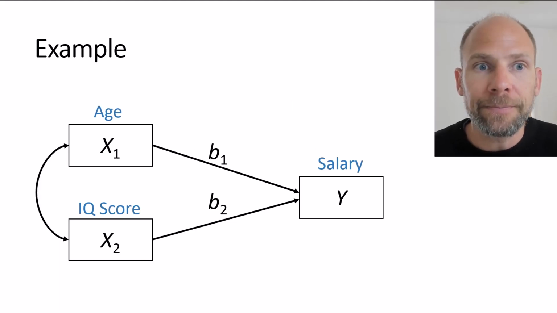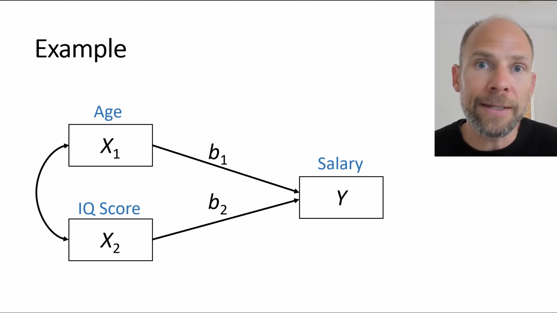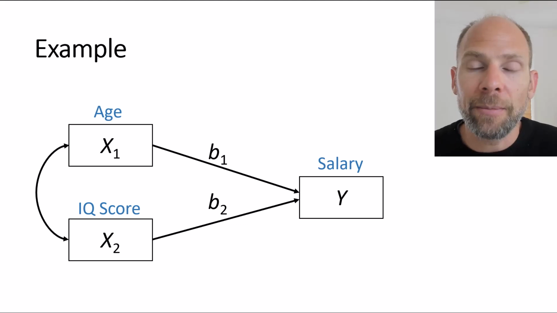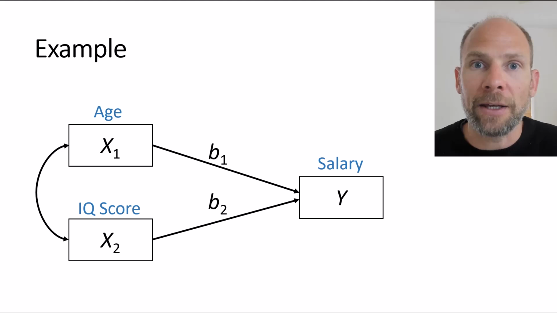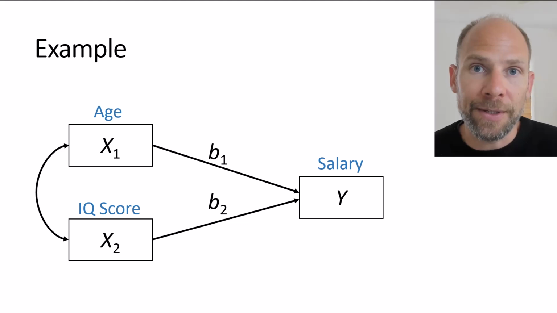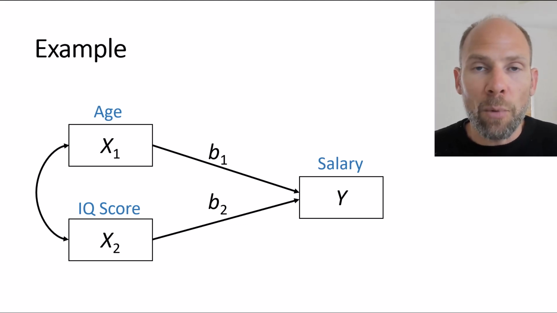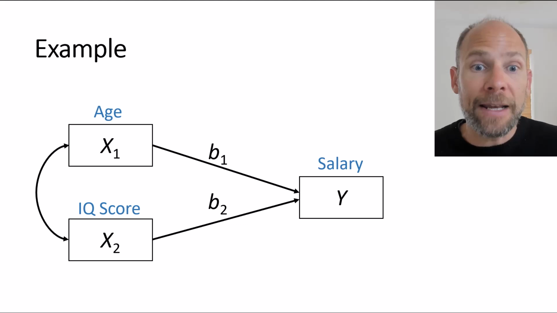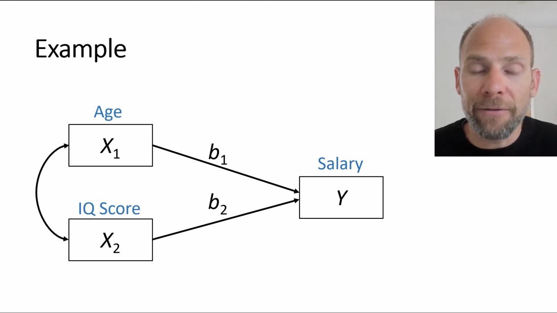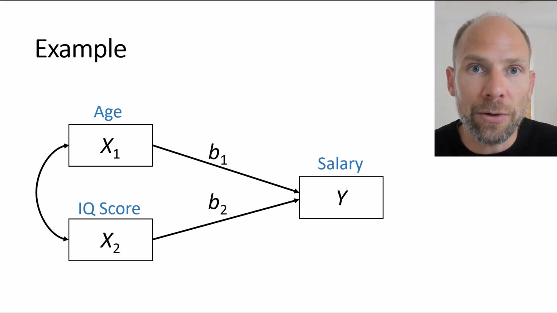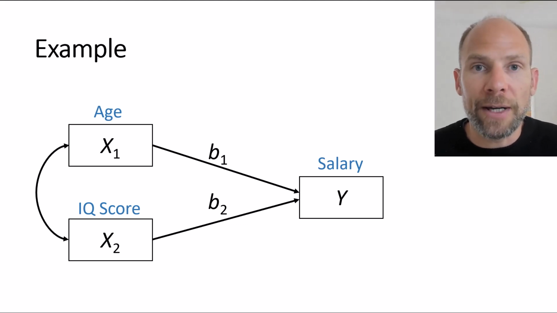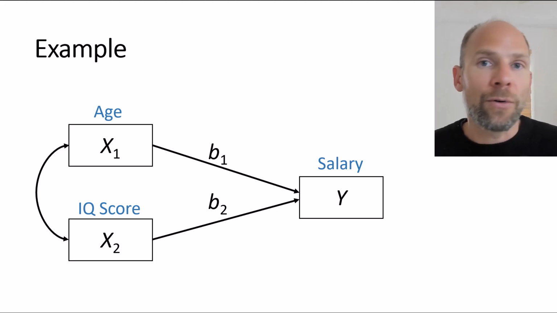t-statistic. So let's take a look at a concrete data example with two predictor variables. In this example, my dependent variable is salary, and the predictors that I'm using here are age and IQ score. And this example is not based on actual data, but rather on simulated data to make it more easily understandable. And so in this example, we have two predictors, they can be correlated, and so we're estimating two partial regression coefficients, B1 and B2, as well as an intercept and our coefficients of fit.